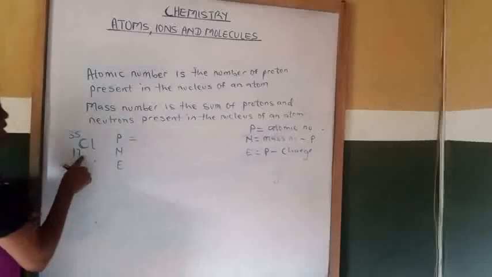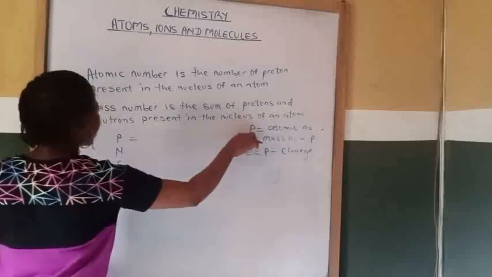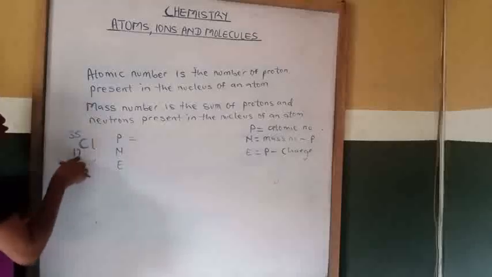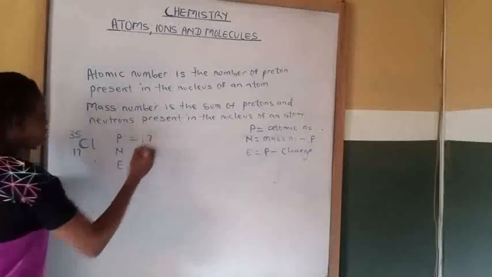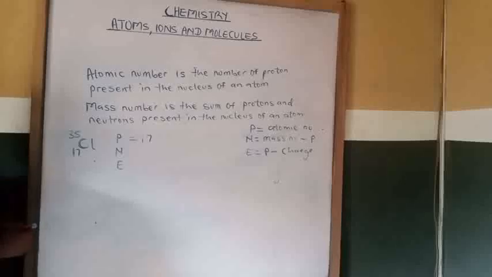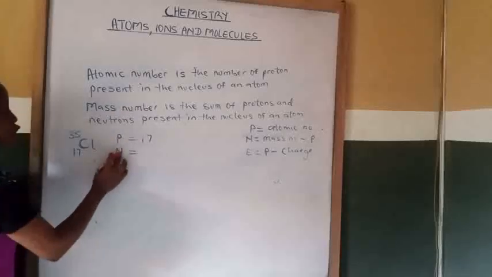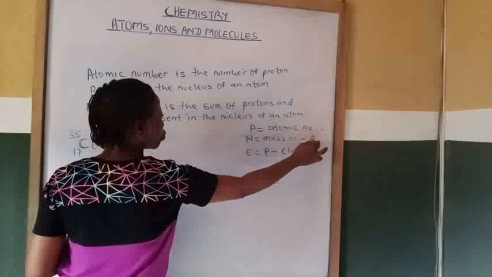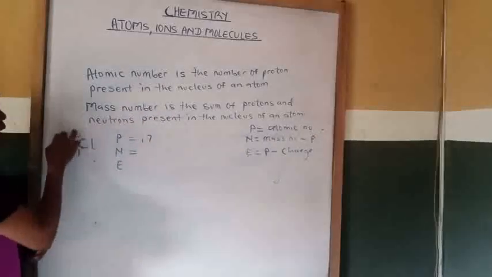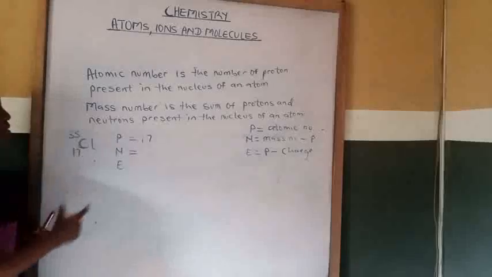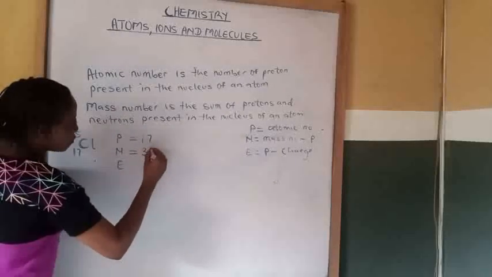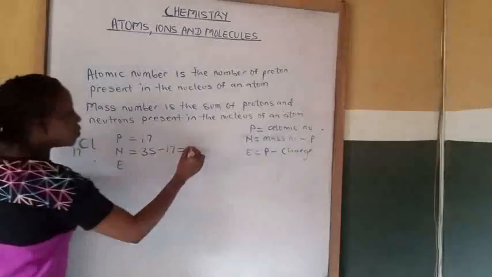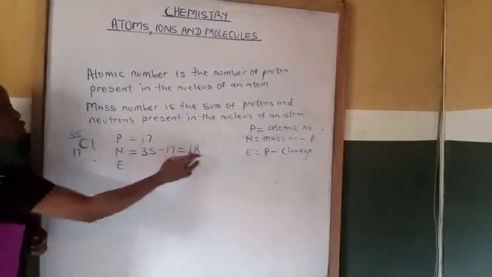Then don't forget that your atomic number is the same thing as the number of proton. The number down is your atomic number. So the atomic number equal to the number of proton equal to 17. Now to calculate the number of neutron, according to this formula, neutron is equal to mass number minus proton. The number up is the mass number, which is 35. Now 35 minus proton, which is 17, will give us 18. So the number of neutron equal to 18.